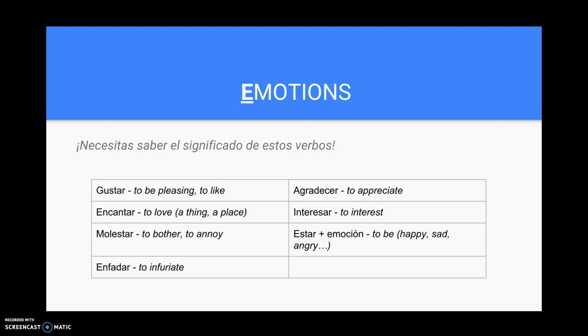Be aware that gustar, encantar, molestar, enfadar, and interesar are all a bit wonky. They're verbs that conjugate like gustar. Once again, I'm going to work through the first example with you, and then you should try B on your own. So for A, we have ¿Estás tú feliz que la clase hable de los derechos humanos? Are you happy that the class talks about human rights?